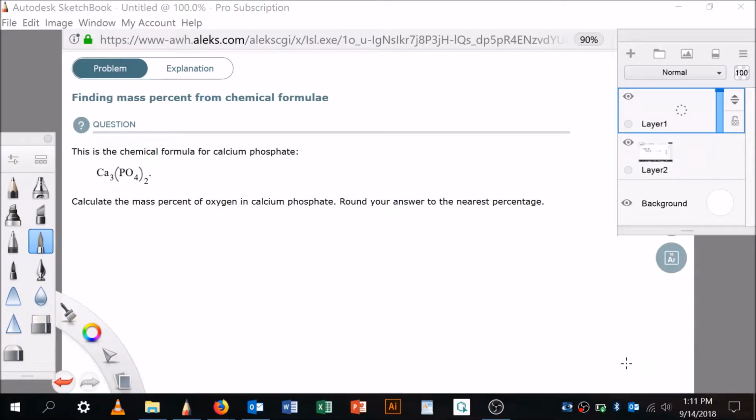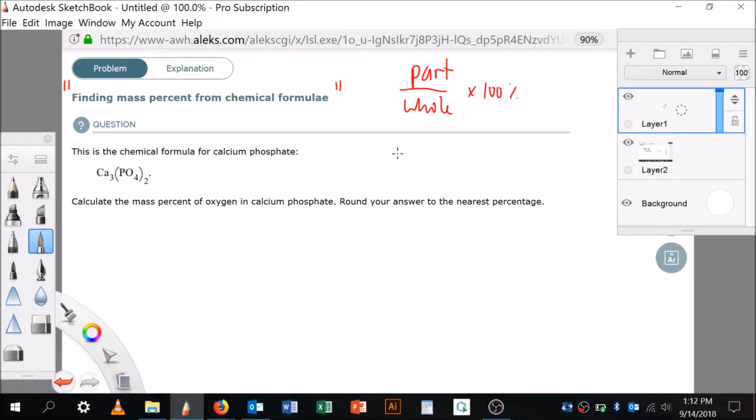Okay, finding mass percent from chemical formulas. The trick to finding mass percent is always, well, any percent is a part per whole. It's a fraction, and to convert it to percent form, we multiply by 100%.